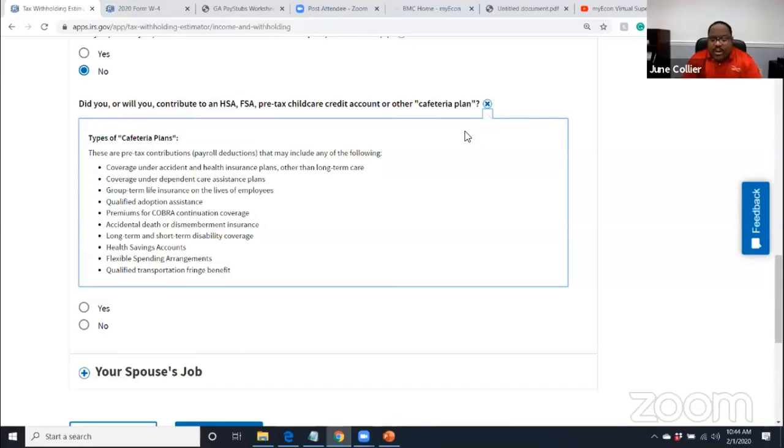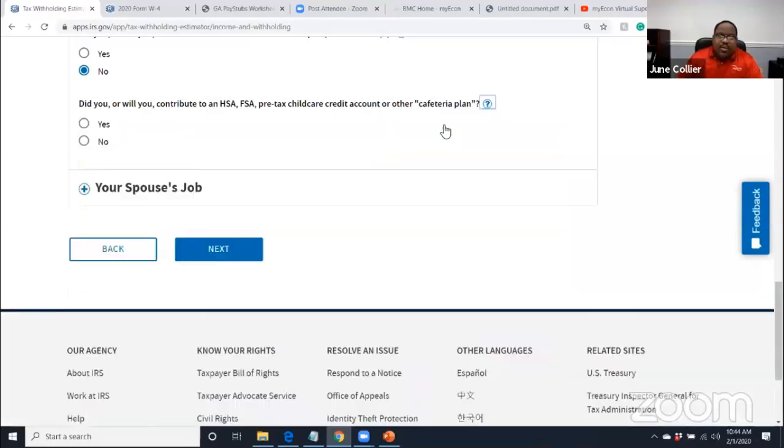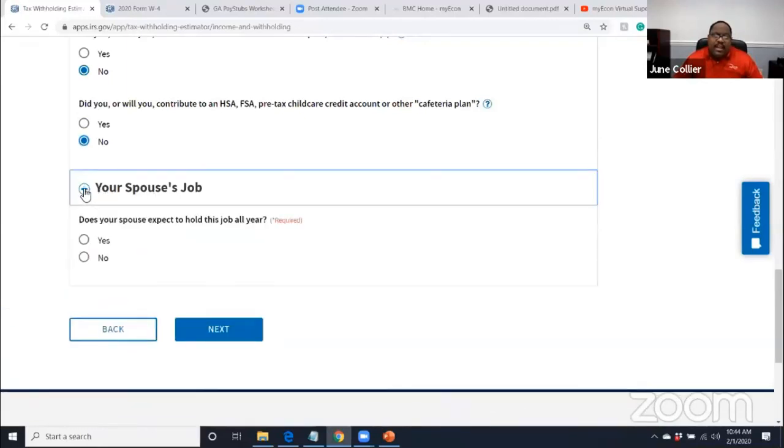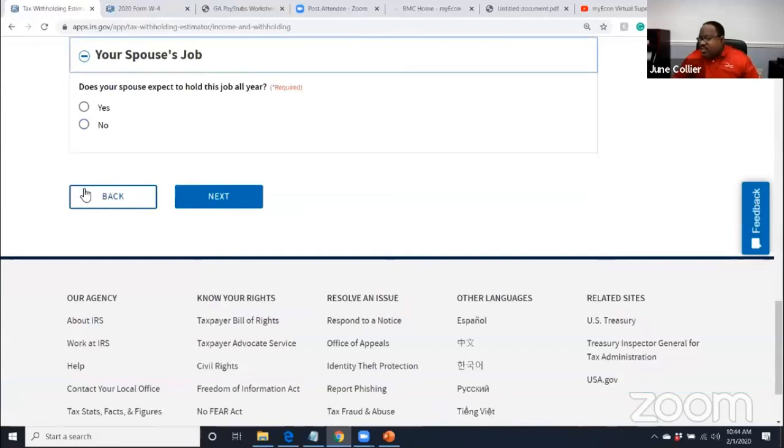So we are not participating in any type of cafeteria plan, so we're going to leave this button as no. We don't participate in any cafeteria plan. Now, the next question is going to ask you about your spouse's job. There's a plus sign here, so we're going to click on that. And now it's going to ask us questions about the spouse. This is pretty simple. Just answer the questions.